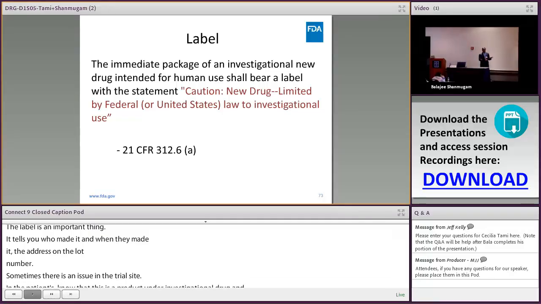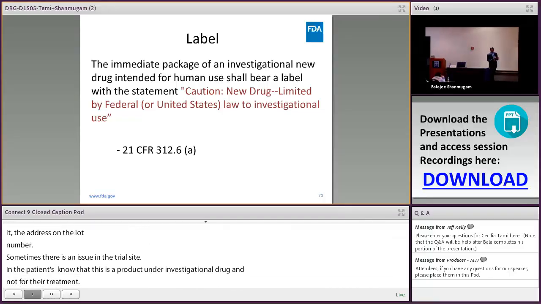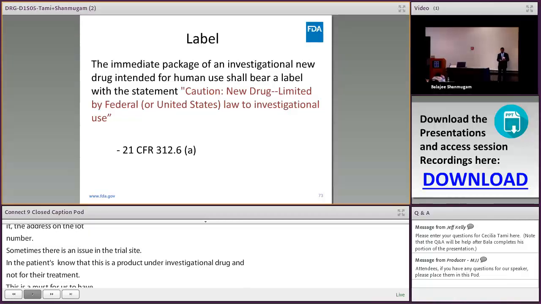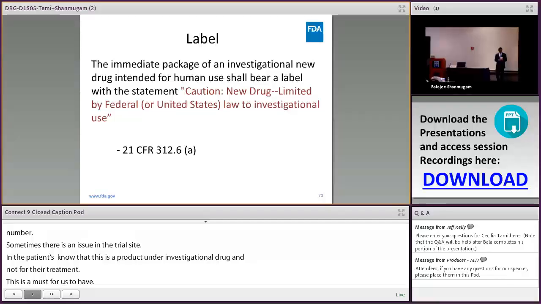It doesn't go to clinical hold, absolutely not, but we will work with the sponsor if they missed submitting something, and we would ask them to submit it.